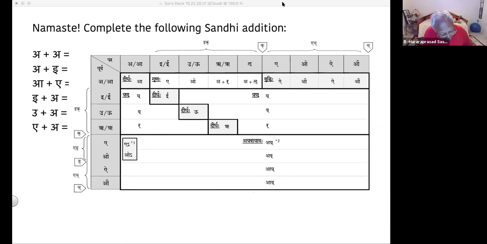Thank you. My second question is on page 57. It is on the Ayavayav Sandhi, exercise number 5, Do plus Ati.